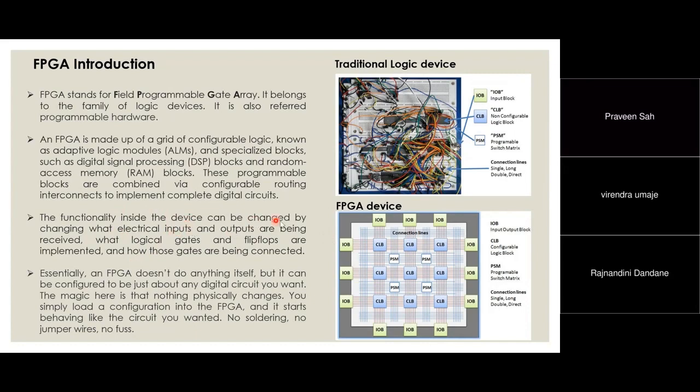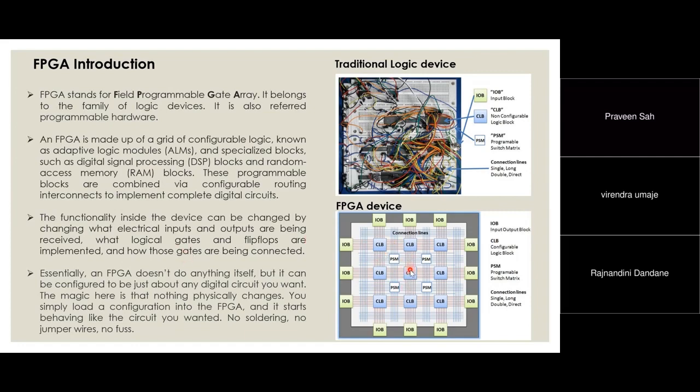Let's try to understand. You can change the functionality inside the device by configuring the hardware. So you are not changing the software, but basically you are configuring the hardware. You are changing what blocks to use. We'll see in detail what blocks to use, which switch matrix to use, what input output blocks to use. Basically these have some transistors, I will talk about that in the next slide. So basically you are changing the functionality by changing the hardware.